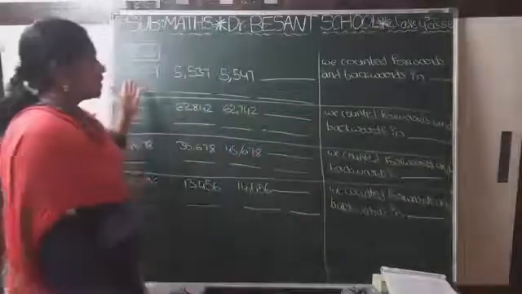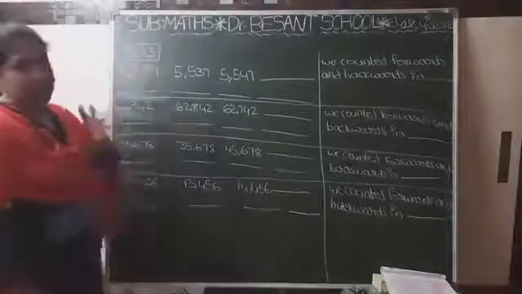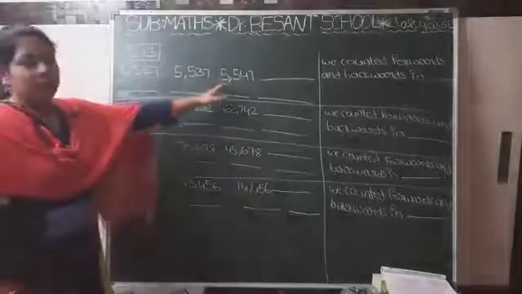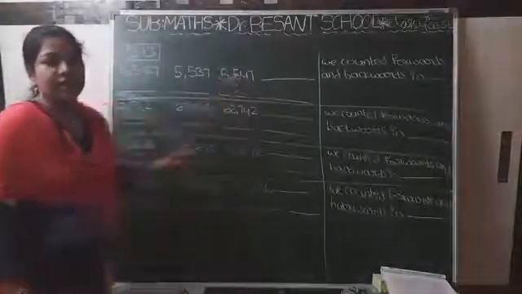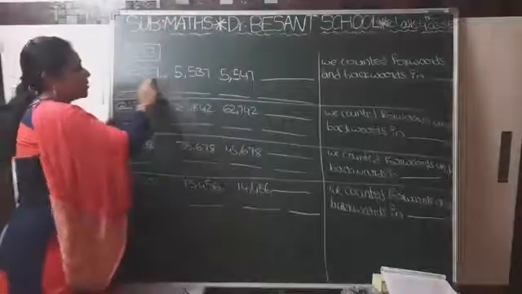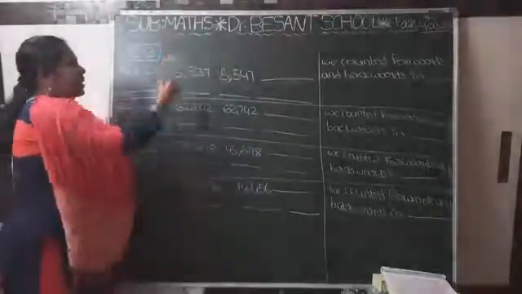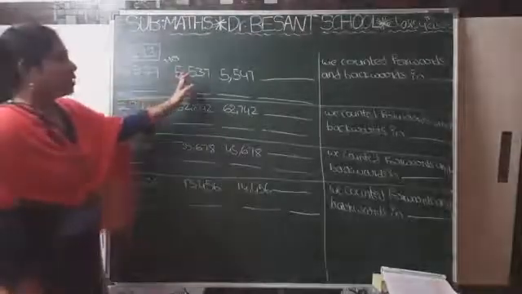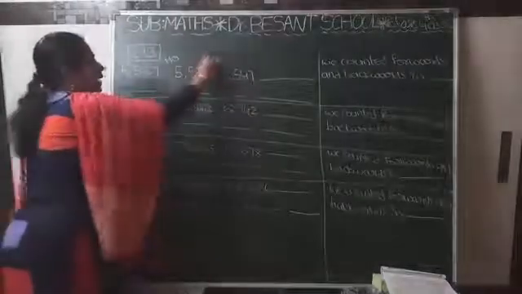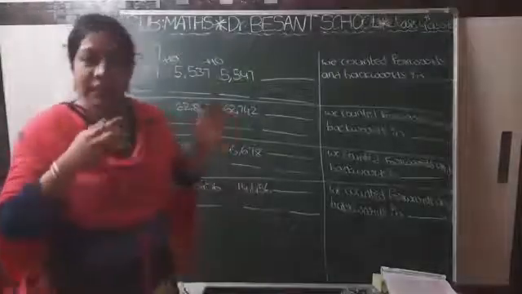Now see children, in this question, what is the first number? 5527. And the second number is 5537. The next number is 5547. What happened here? Now observe first. 55 is the same, 27 becomes 37, so 10 is added here. Again 5537 becomes 5547, so again 10 is added. In this pattern, we are adding 10 each time.